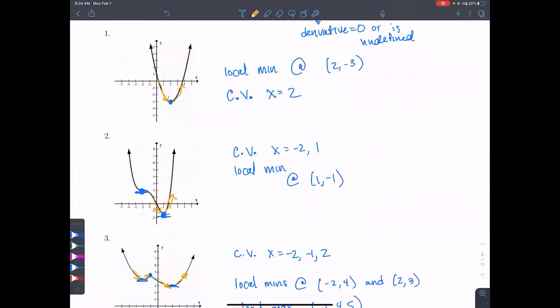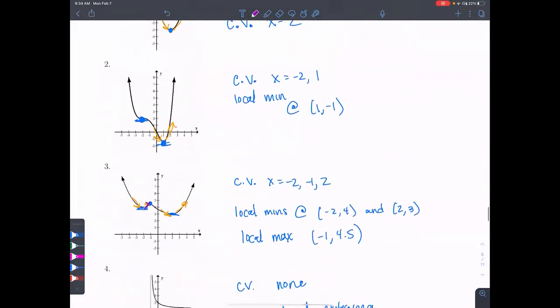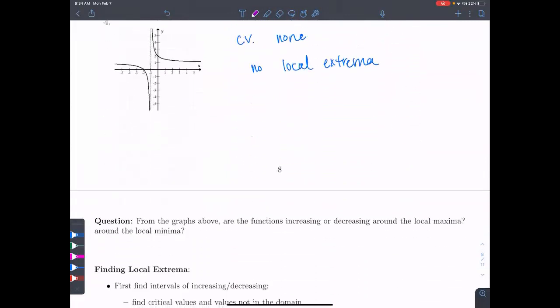What about local maxes? We only have that one. We're increasing into and decreasing away from the local max. So on these graphs above, for the local mins, we are decreasing into and increasing away. And then for the local max, we are increasing into the maximum and decreasing away.